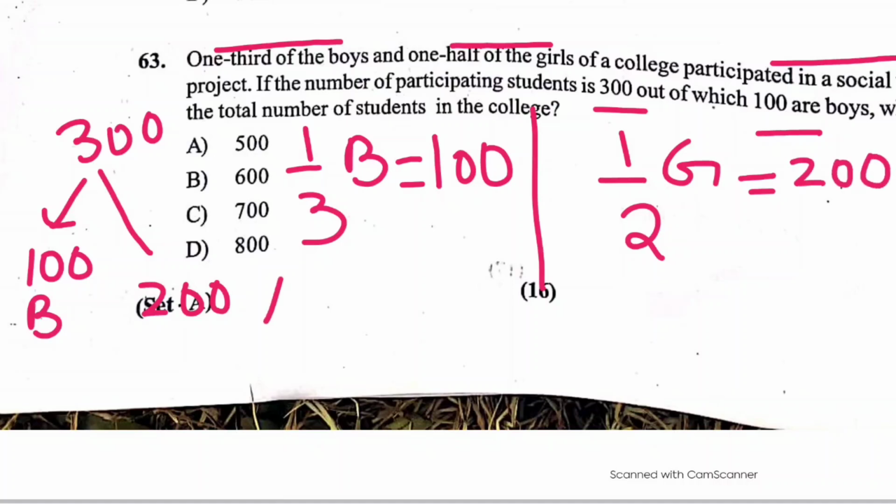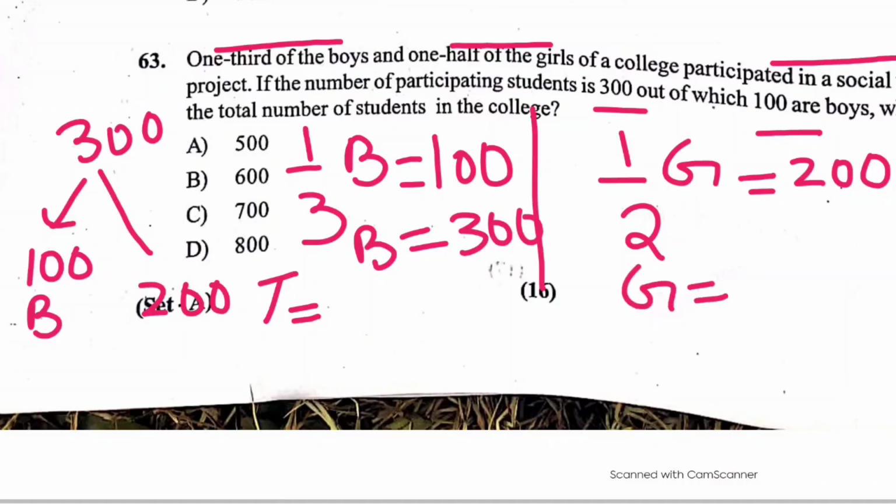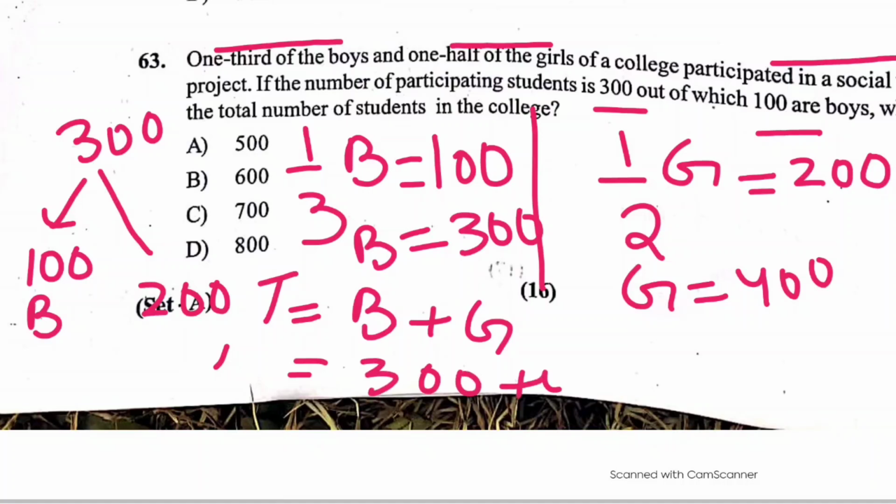That means, if we solve this, B will be equal to, transposing it, it gets multiplied, so 3 into 100 is 300. Then 1/2 of G is equal to 200, implies G is equal to 2 twos are 400. That means total will be equal to boys plus girls, which is equal to 300 plus 400, which comes out to be 700. So the total number of students in this college will be equal to 700. That is the C option should be correct.